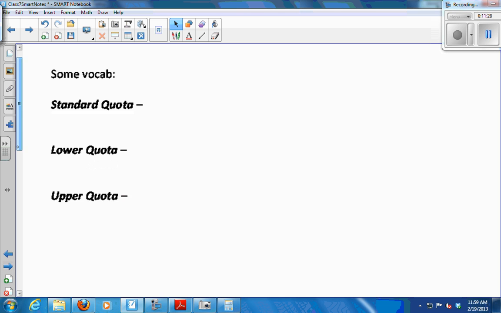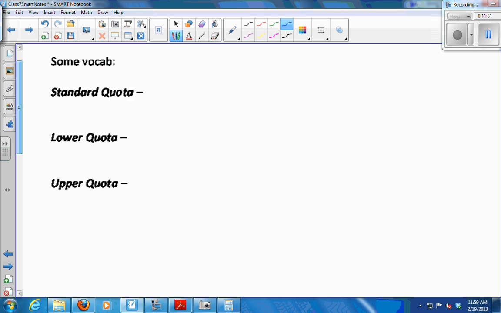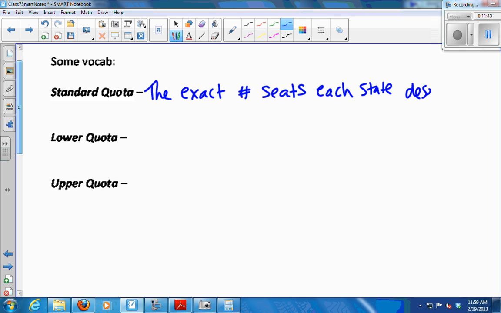So first, some vocab. The standard quota, that is the exact number of seats each state deserves, right? Or the exact number of pieces of candy. So it can include partials, right? You might say, well, according to my population, we should get 12.4 seats in Congress. The lower quota is the standard quota rounded down. And the upper quota is the standard quota rounded up.